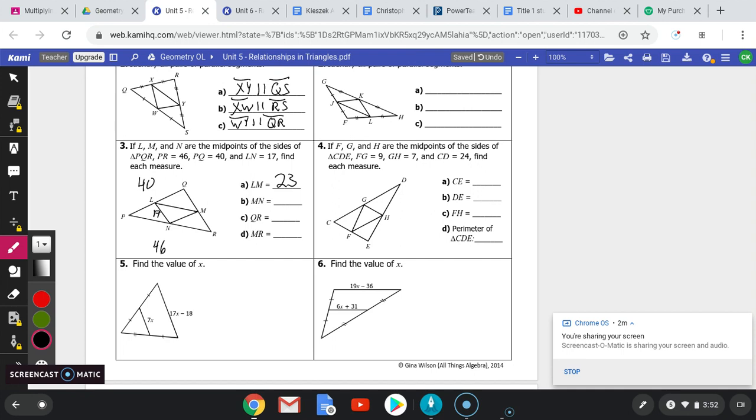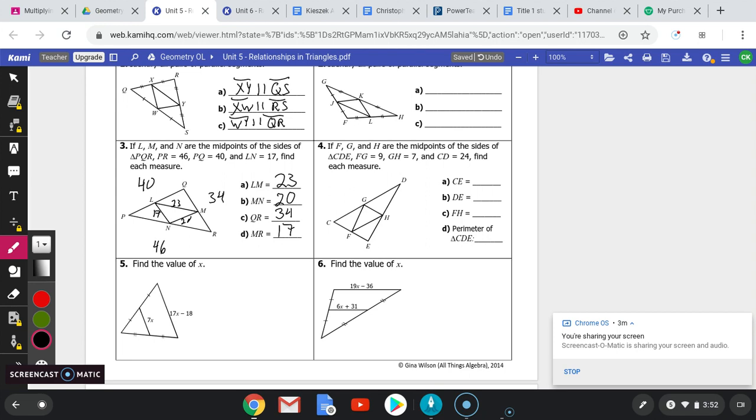Likewise for MN. MN is 20 because it's parallel to that longer side there, and it's half as long. So that's what we said, 23. We got 20. Okay. What's QR going to be? QR is actually going to be 34 because they gave you LN, which was the mid-segment, 17, and that's parallel to QR, and it's double that size. What's MR going to be? MR is going to be 17.